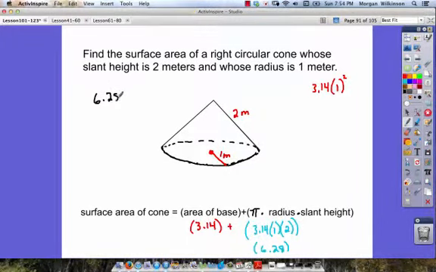6.28 plus 3.14, well, 8 plus 4 gives us 12. We'll carry our 1. 1 plus 1 plus 2 is 4. And then we get 6 plus 3 is 9. We've got 9.42. That must be the surface area of this cone, and it must be in square meters because we're talking about area. We can box it, and that's our final example for today.